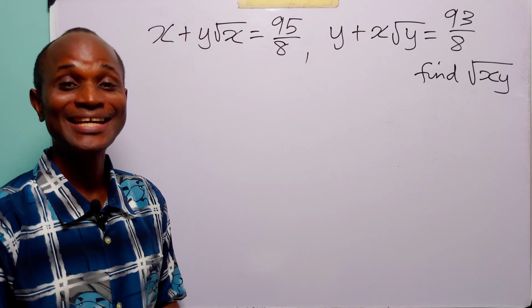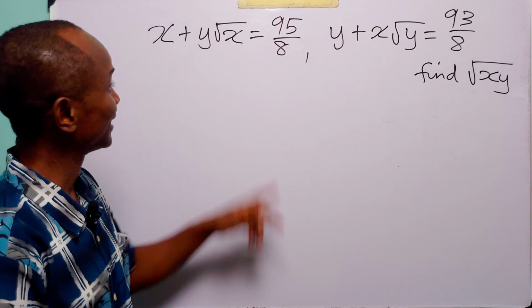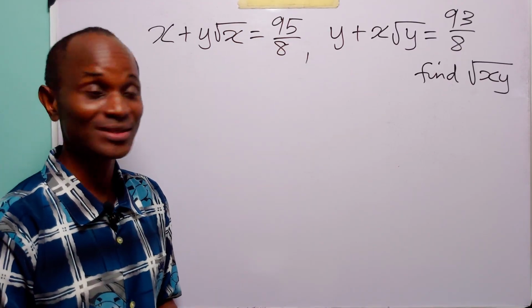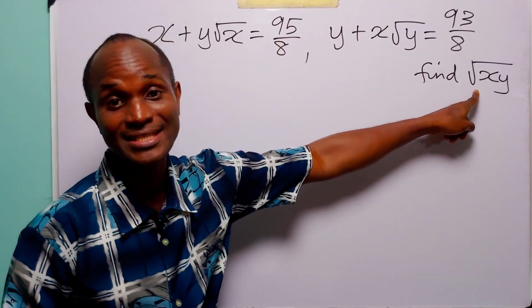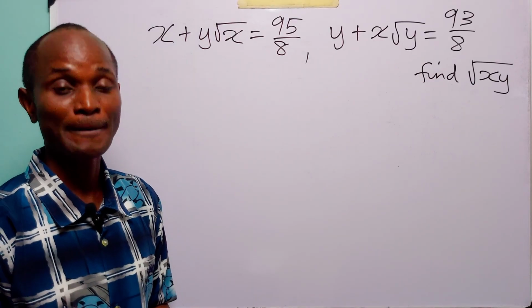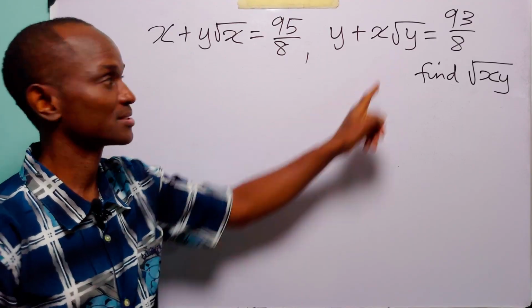Hello and welcome. In this math tutorial, our task is to find the real values of x and y that satisfy the given system of equations and hence calculate the value of root xy. To solve this problem, we are going to start with a substitution. The substitution is to get rid of these square roots.